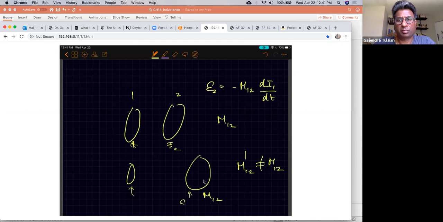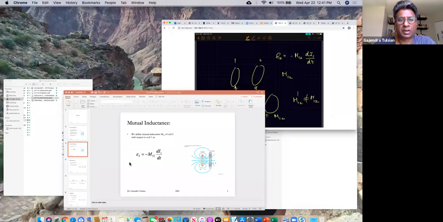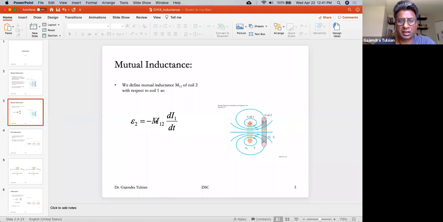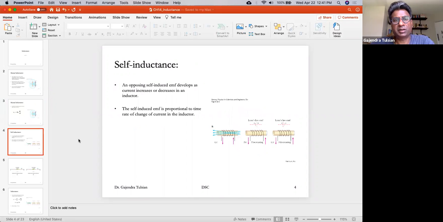So I hope you guys understand that the induced EMF will be smaller in this circuit. So that's what the mutual inductance is. Again, this is hard to calculate for arbitrary circuits like that. We will calculate it for some special configurations. All right, now let's talk about self-inductance.